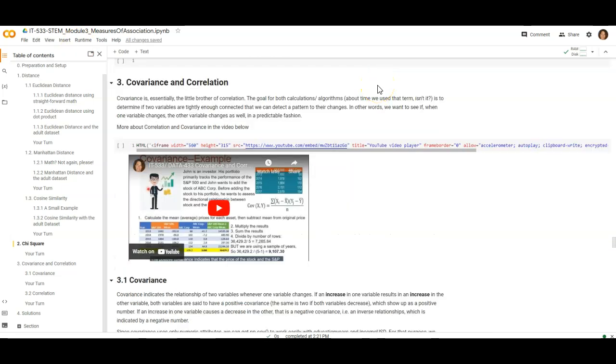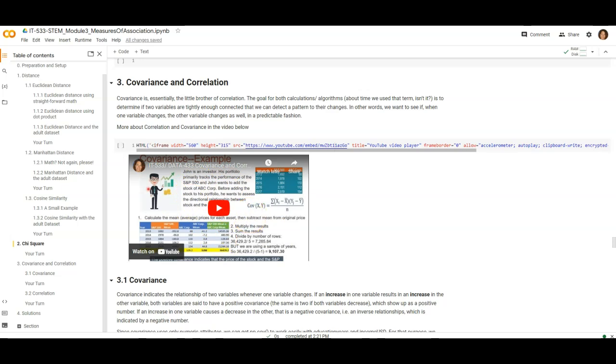Our final topic in our measures of association in this workbook is covariance and correlation. Covariance and correlation are connected. The goal for both of these calculations is to determine if two variables are tightly enough connected that we can detect a pattern to their changes. So we want to find out if when one variable changes, the other variable changes as well. If A grows, does B grow, or does B get smaller? And can we predict those changes in some way? I encourage you to take a look at the instructor video here in order to find out more about covariance and correlation.